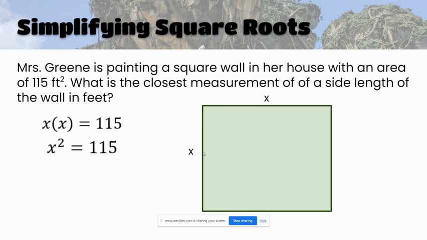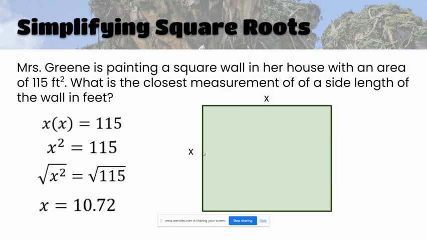Well, x times x is x squared. The only way to undo squaring something, the opposite of squaring something, is to take the square root. So I take the square root of both sides. The square root of x squared is just x. The square root of 115 is 10.72. So that is the side length of the wall.